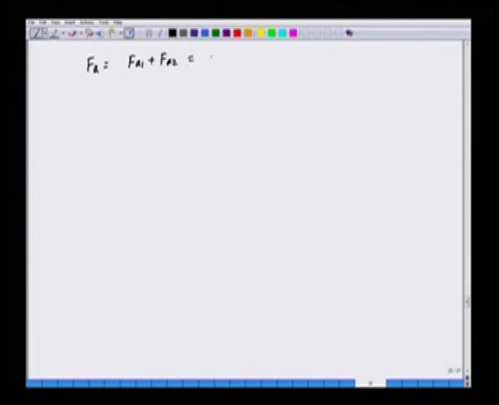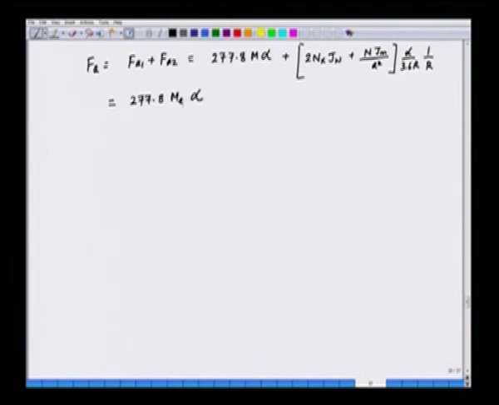and that is equal to 277.8 m into alpha, that is in Newton, plus we have the angular acceleration term, 2 n Jw, where Jw is the moment of inertia of the wheel, plus n Jm by a square, the gear ratio square, into alpha by 3.6 r, again we have 1 by r in this case, and that will be 2.77 into 8 into Me, the effective mass, into alpha.